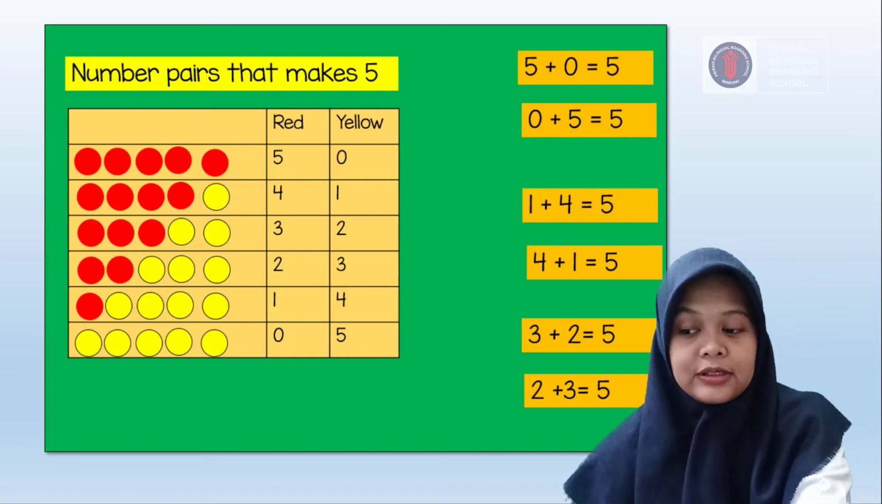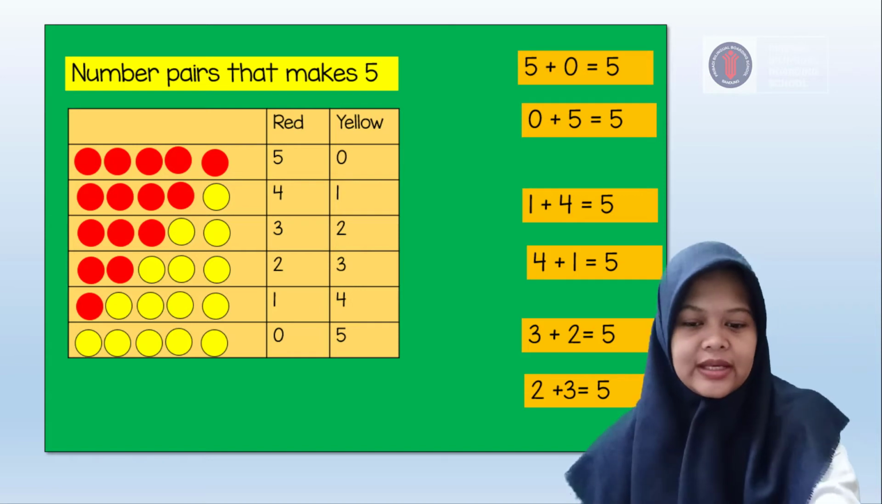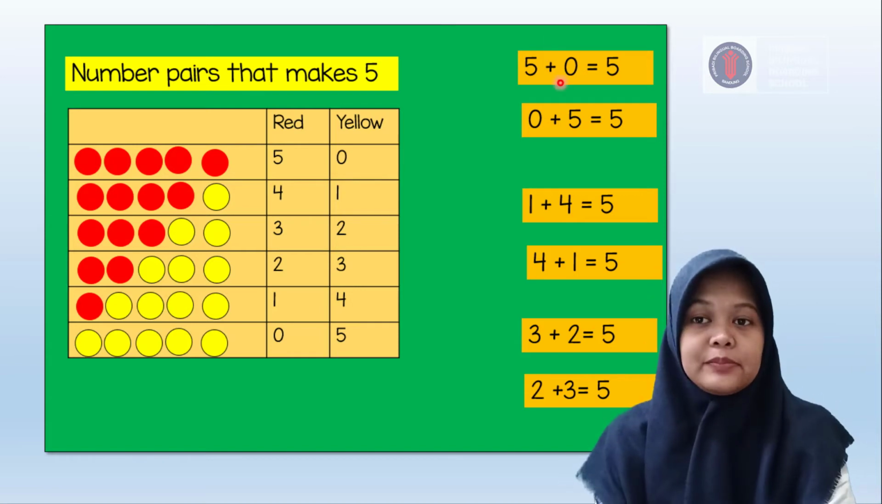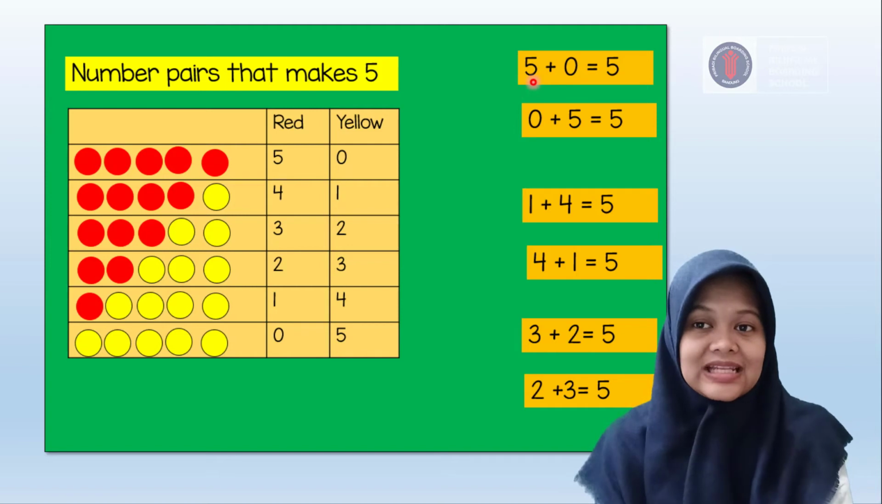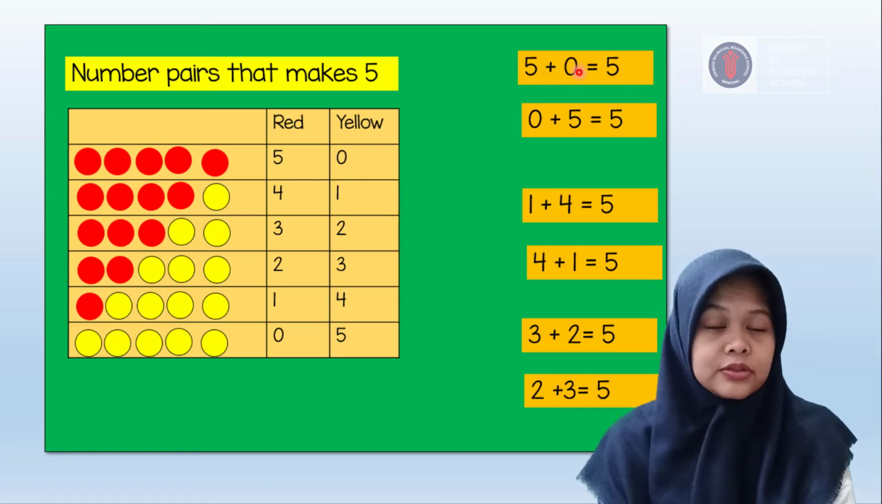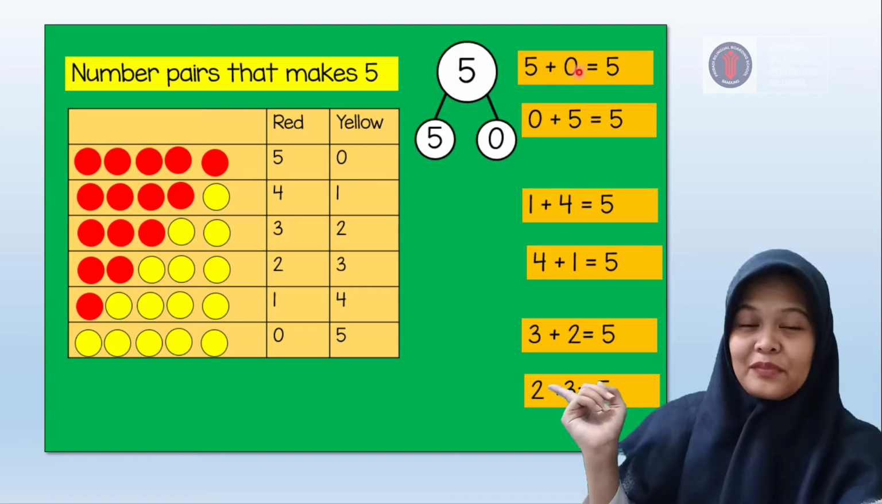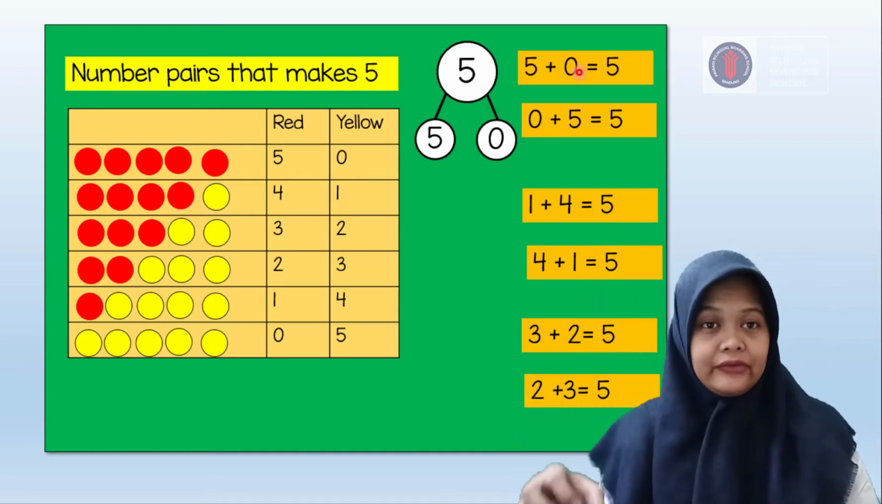We can write the number sentence like this. Or to make it easier, you can see this one. These are the numbers that make 5. 5 and 0 makes 5, and also 0 and 5 makes 5. So we can see that the order doesn't matter. If we combine these two numbers together, the result will be 5 as the whole, and 5 and 0 as the parts.